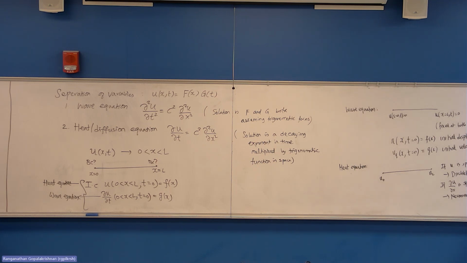You could also have something like this: alpha u plus beta partial u over partial x equal to gamma. This is called a mixed boundary condition. Still linear, but alpha, beta, gamma are constants.